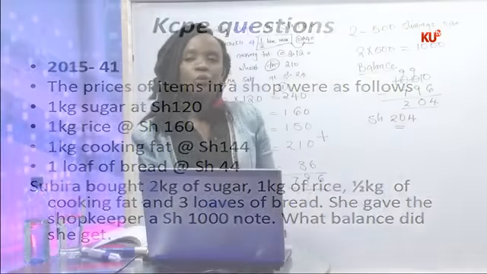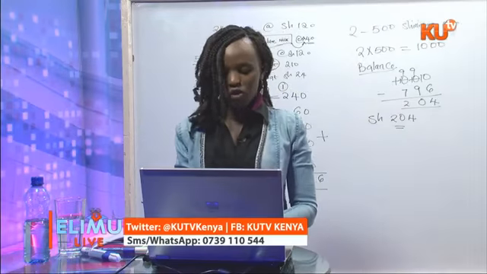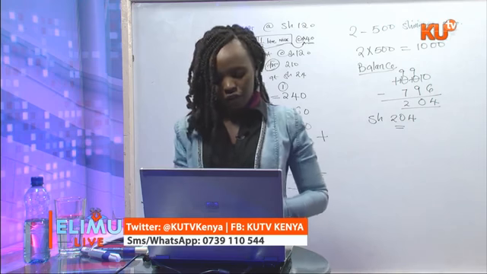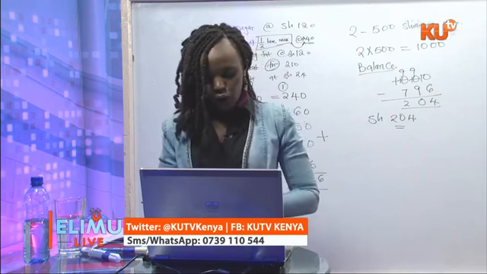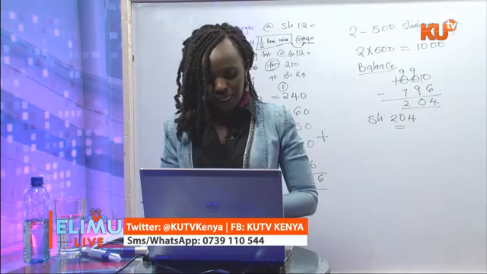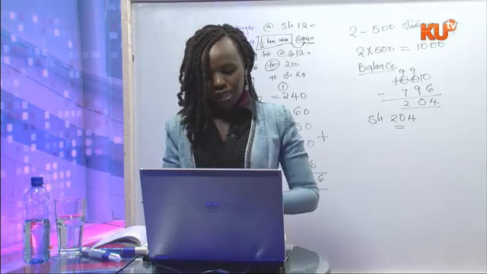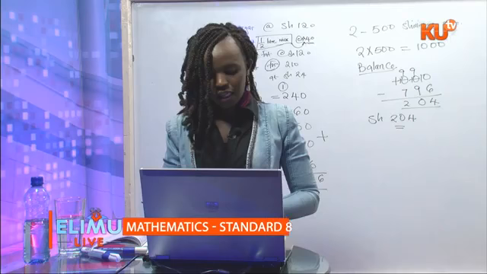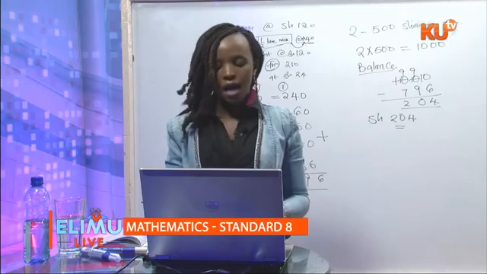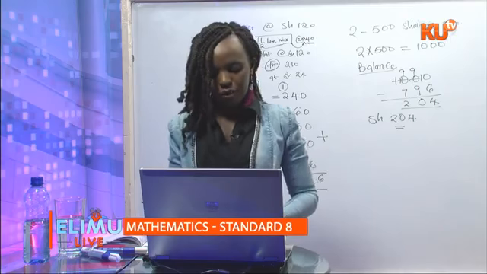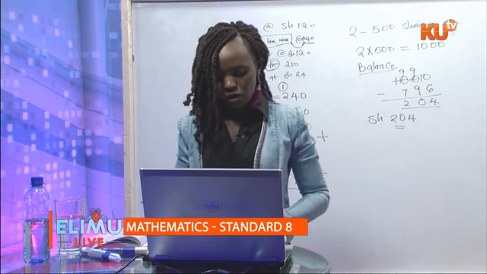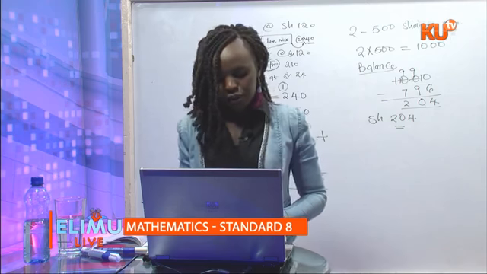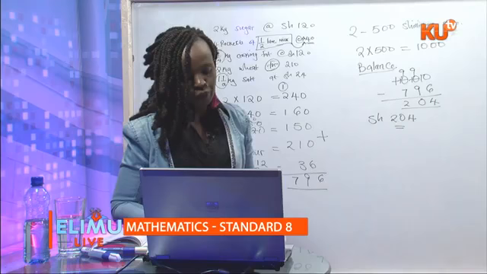As usual, we start by preparing the bill. We prepare the bill to get the total cost of the items. After we have gotten the total cost, we subtract from the 1,000 shillings note that this person gave the shopkeeper so that we can get the amount of money that remained. So let's go on and start by preparing the bill.